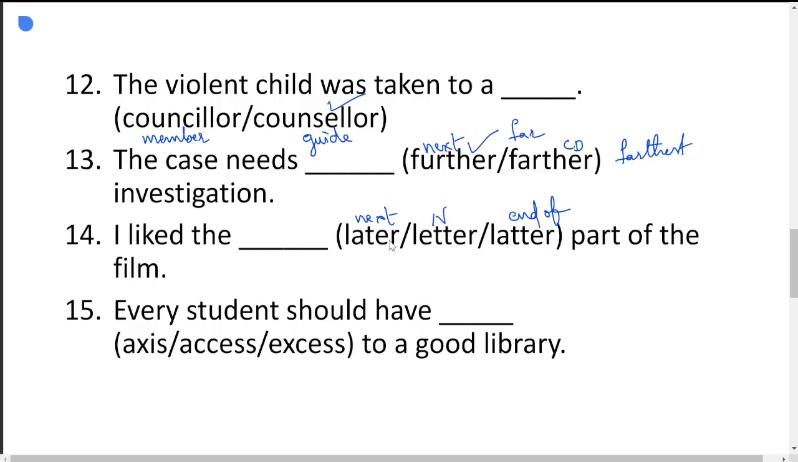The next part of the film cannot be used. The letter cannot be used. I like the latter. Latter means which is at the end, kind of conclusion. So your answer is latter.